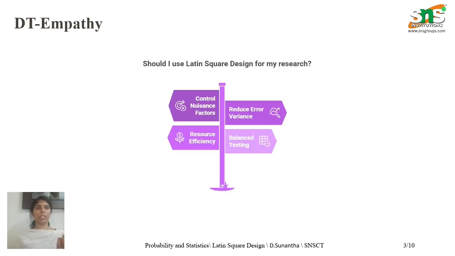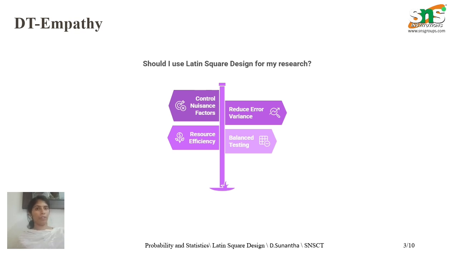Here is an empathy stage in which we imagine an agricultural scenario. The fertility changes from right to left and the moisture changes from top to bottom. Then there are two nuisance factors. If only one source of variation is controlled, the experimental error still remains high. So researchers must arrange the treatments in an order such that every treatment appears exactly once in each column and in each row. This arrangement reduces variability effectively.